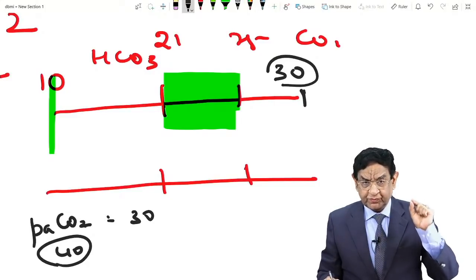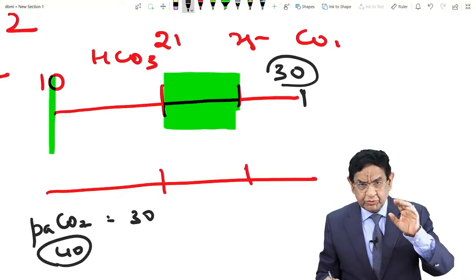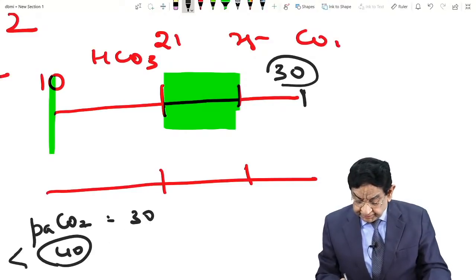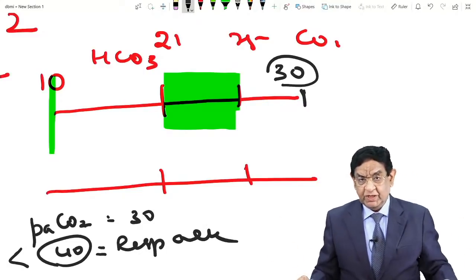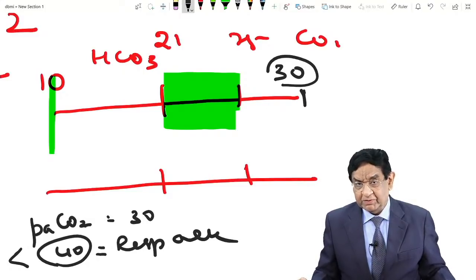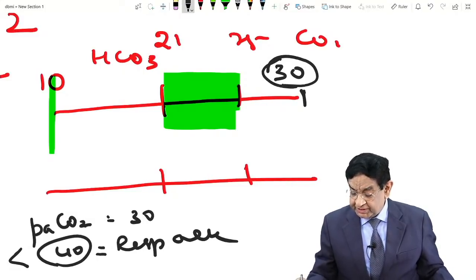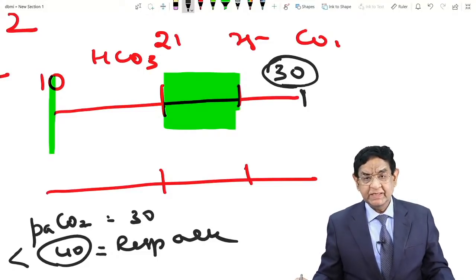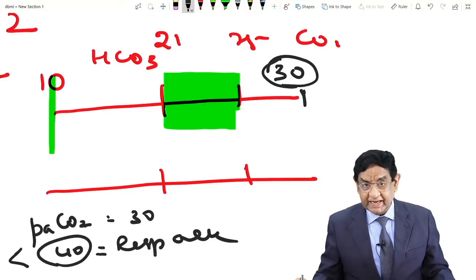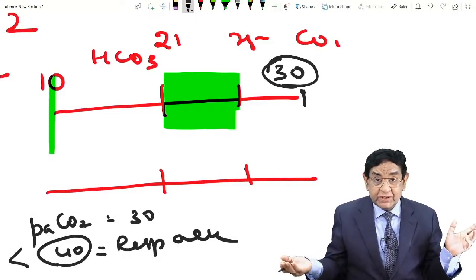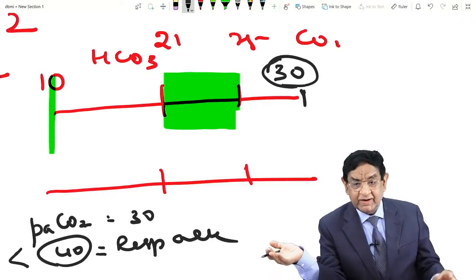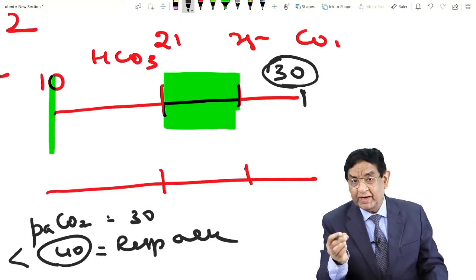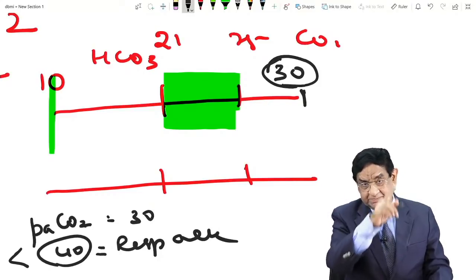Normal CO2 is 40, and if CO2 is below 40, then we call it respiratory alkalosis. Definitely, we know the basic concept. Low CO2 is respiratory alkalosis. Here it is 30. Should we call it respiratory alkalosis? Ideally, yes. But in actual, no. This is really confusing, and this is the point where students get stuck.